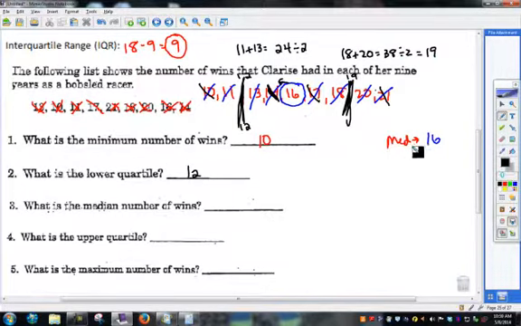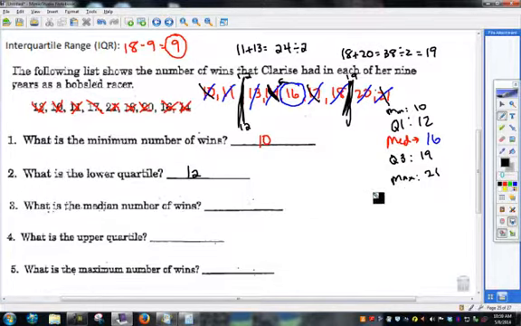Okay, so we've found Q1, which is 12. We've found Q3, that is 19. We've found the minimum, which is 10. We just have to find the max. That's our 5-number summary, guys.